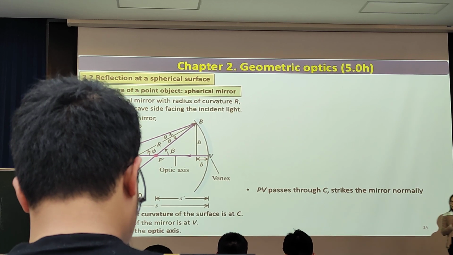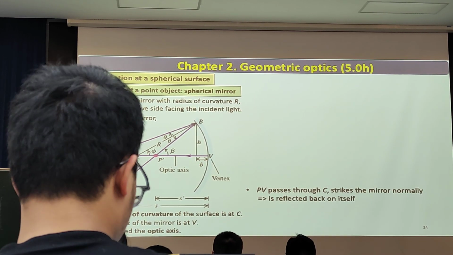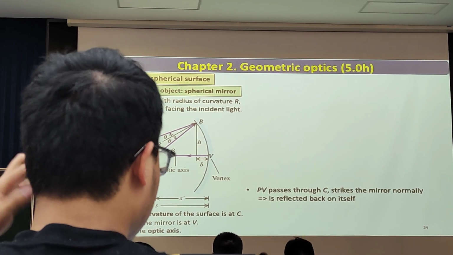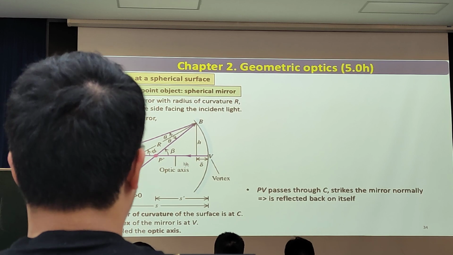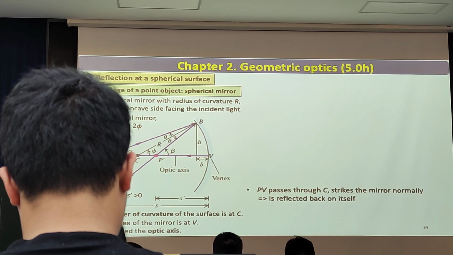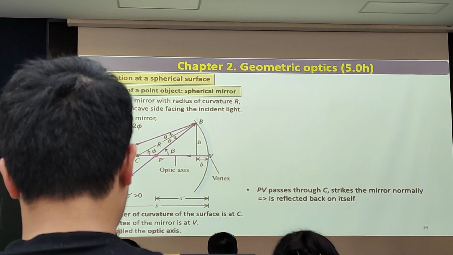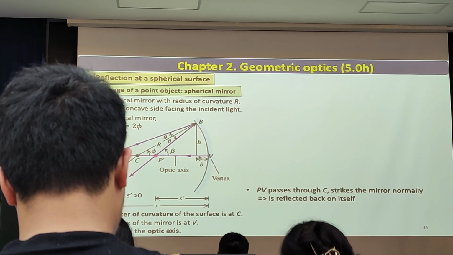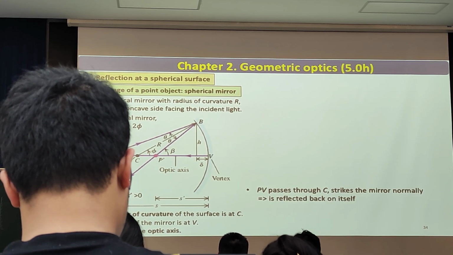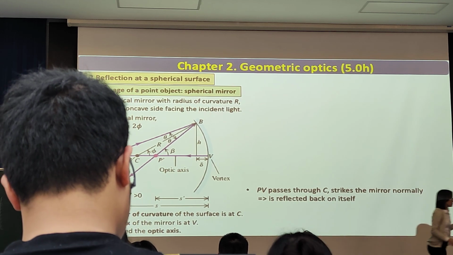So you see the term normally here. That means it's the same as the normal. So that's why it is reflected back on itself. So here you see PV coming. This is the direction of the incoming ray. That's why I always ask you to draw the arrow to show that. And then it will reflect back like this one.